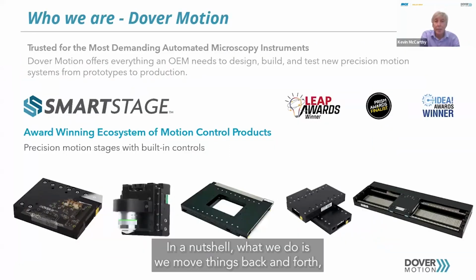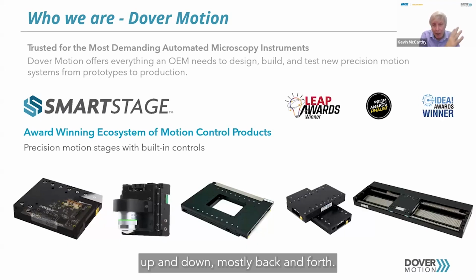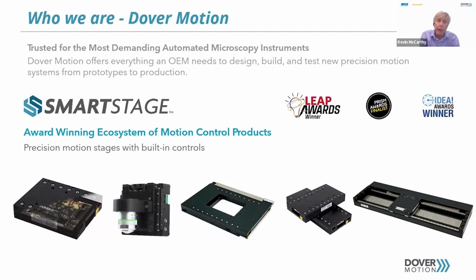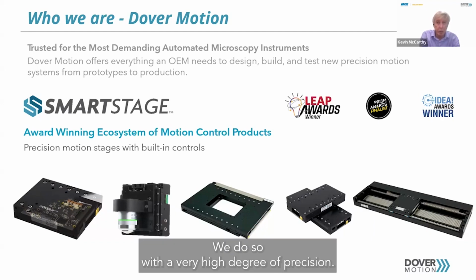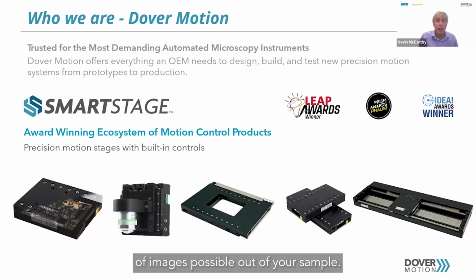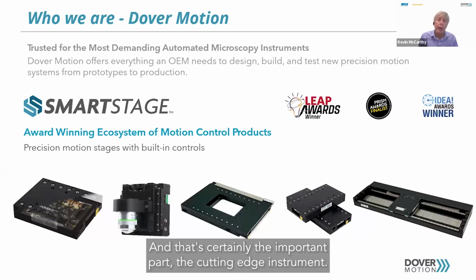Here at Dover Motion, in a nutshell, what we do is we move things back and forth, up and down, mostly back and forth. And this is central, as we'll see, to automated life science and diagnostic imaging instruments. We do so with a very high degree of precision, but our major value proposition is on throughput. So we're really aiming to get the maximum number of images possible out of your sample. And that's certainly an important part of the cutting-edge instrument.